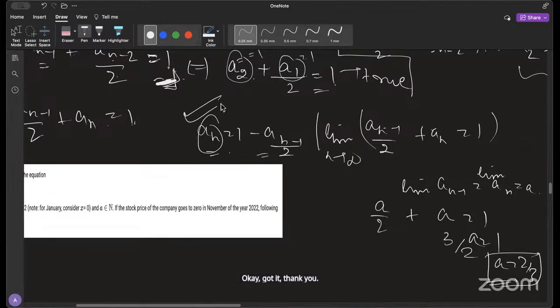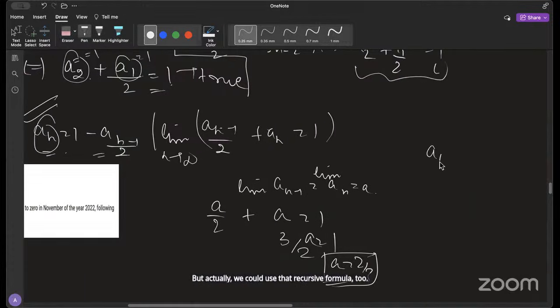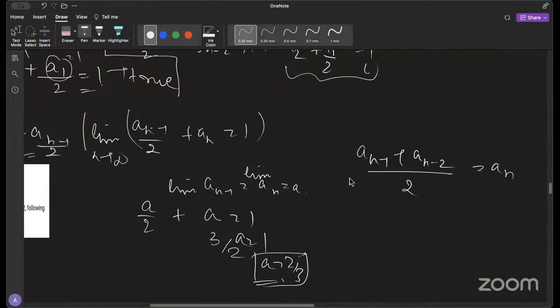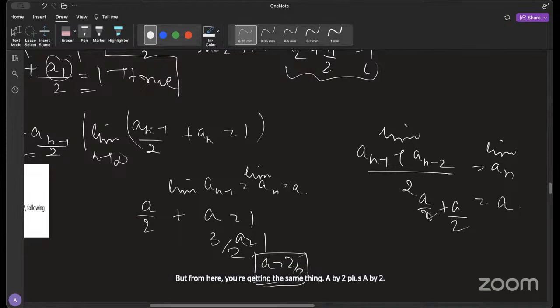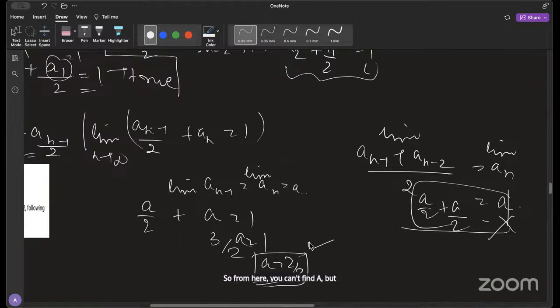So you can actually use this thing to find the limit. Or actually, you could use that recursive formula too. We have this recursive formula, right? a_n equals (a_{n-1} + a_{n-2})/2. So if you do it here, use limit on both sides, limit on this and limit on this. You will have a equals a/2 + a/2, the same thing. So from here you can't find a, but from here you can.